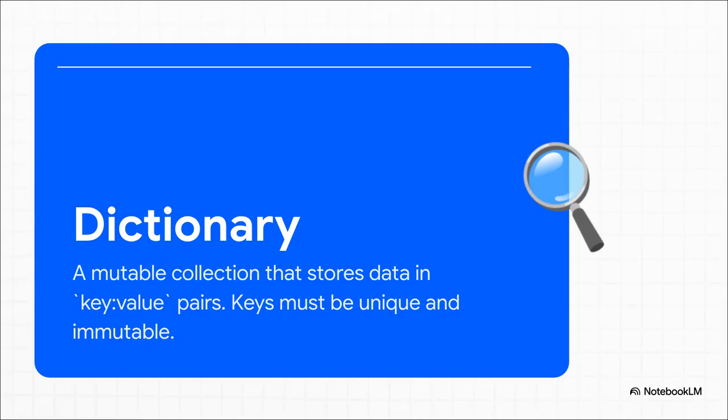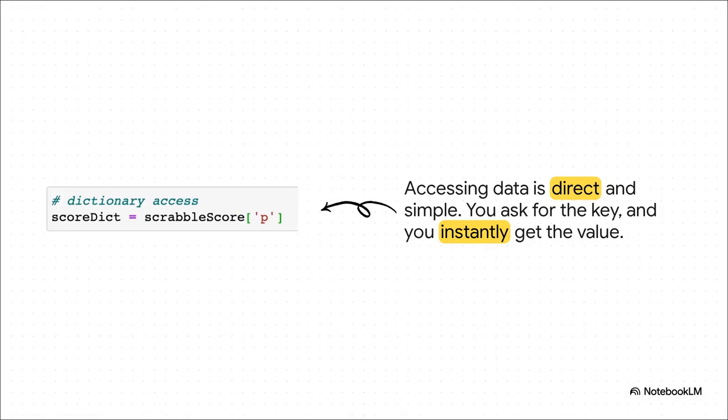So, what is a dictionary, technically? Well, it's a mutable collection, which just means you can change it after you've created it. And it stores data in these key-value pairs. Now, here's the important part. The keys have to be unique. You can't have two A's, for example. And they have to be immutable. And immutable just means it can't be changed. That's why things like strings and numbers make great keys, but something like a list, which you can change, just won't work.